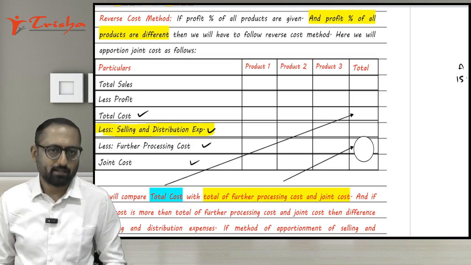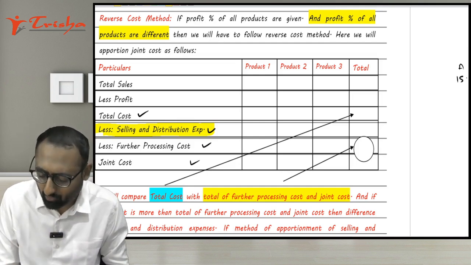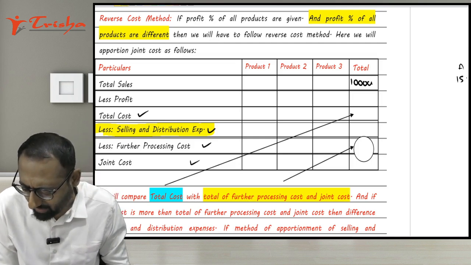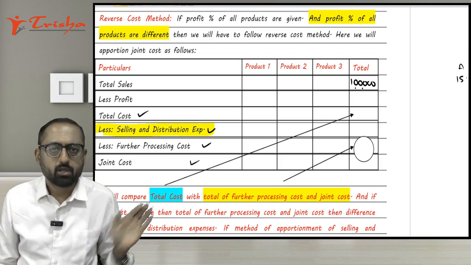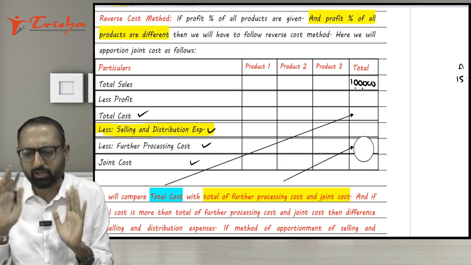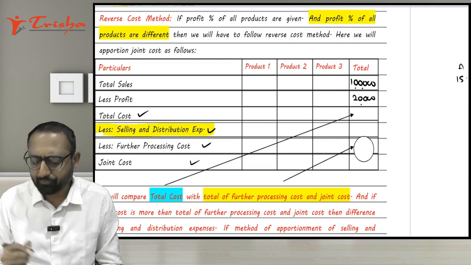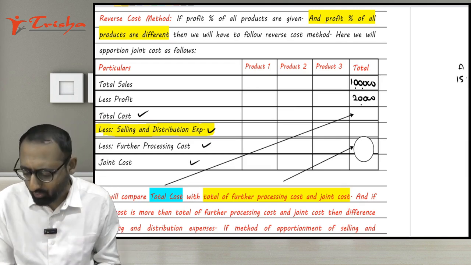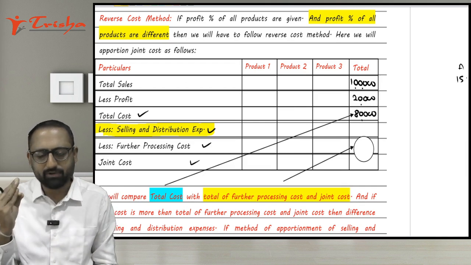I'll take an example. Suppose product 1, product 2, product 3, and the total sales given in the question is, for simplicity, 1 lakh rupees. Then profit is also given. As I told you, the profit percentage of all the products is given. So suppose the total profit is 20,000, right guys? Now sales minus profit is equal to total cost. Your total cost is 80,000, right guys?